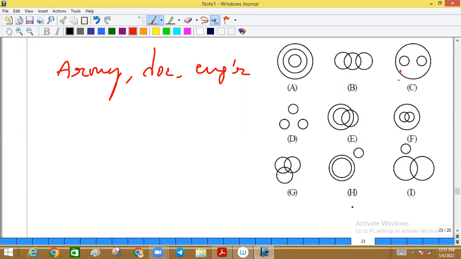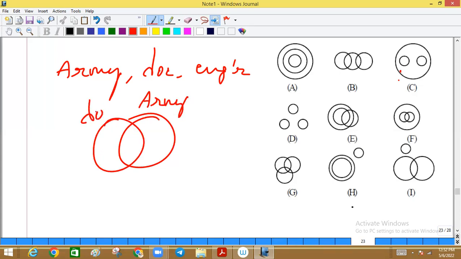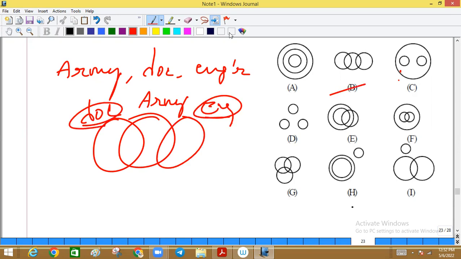Is army a profession or an organization? Army is an organization. In that organization, there are doctors, engineers, sepoys, officers. It's a big organization. So your answer is army. B is the answer. Yes, good. Some doctors work in the army, some engineers work in the army, and there is no relation between doctor and engineer. So option B is the answer.